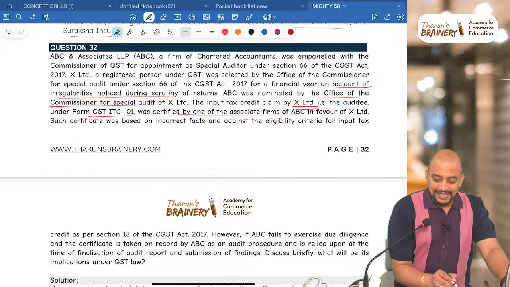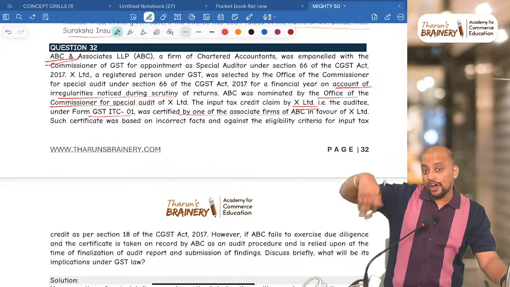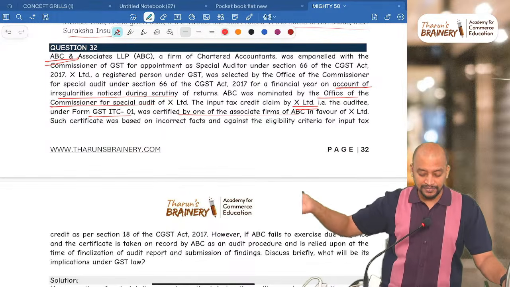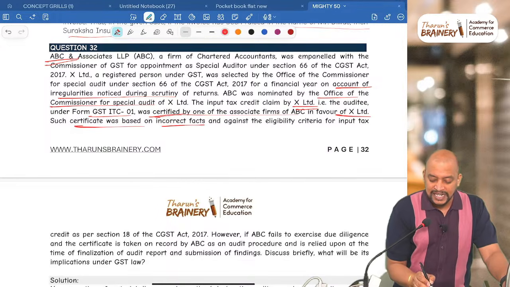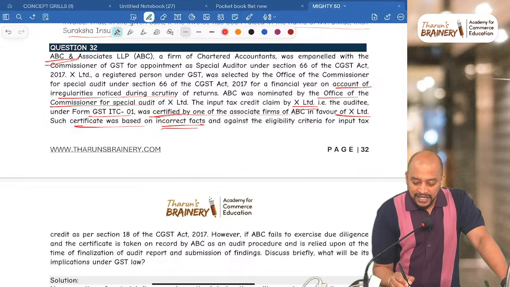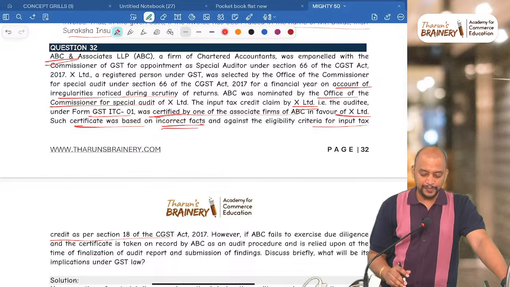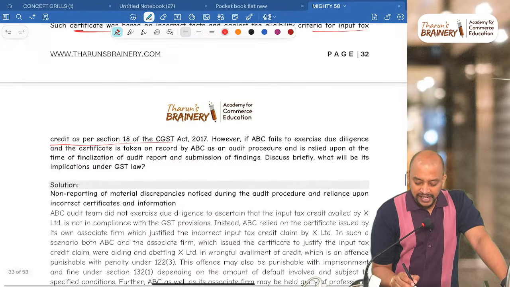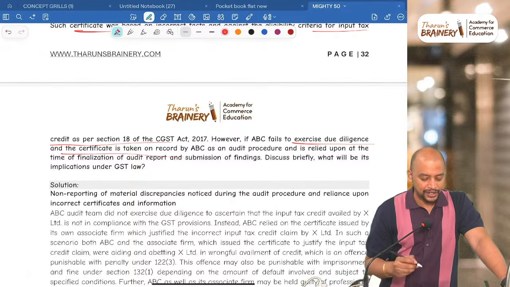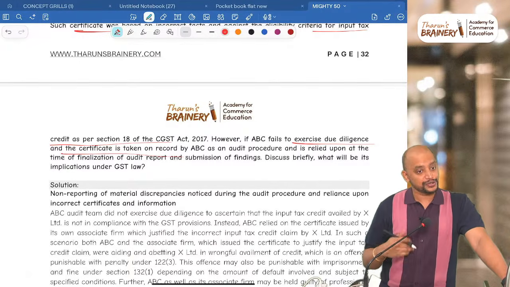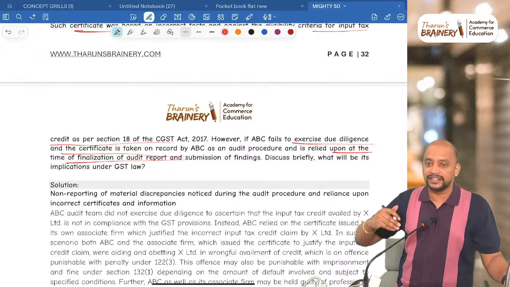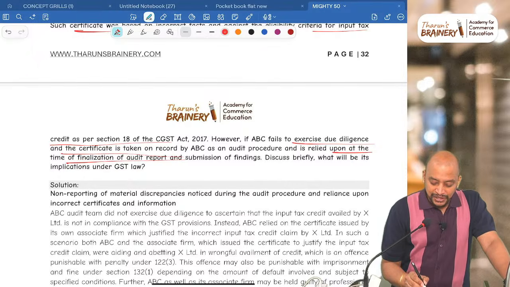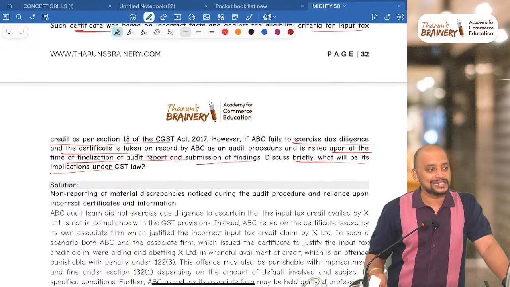So ABC is the special auditor, and another CA firm, a friend of ABC, certified the ITC-1 in favor of X Limited. Such certificate was based on incorrect facts and against the eligibility criteria for ITC as per section 18. However, ABC failed to exercise due diligence, and the certificate was taken on record by ABC as an audit procedure and relied upon at the time of finalization of the audit report and submission of findings, because their friend did the certification. Discuss briefly what will be its implications under GST law.